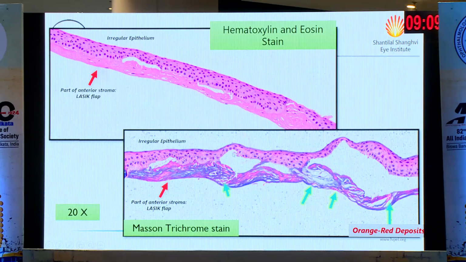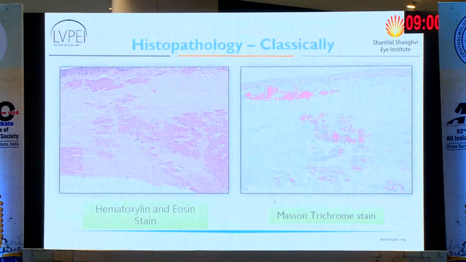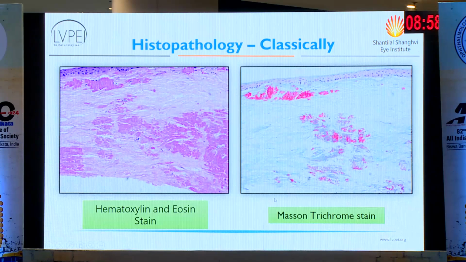It wasn't truly there in the patient. And you can see these deposits with some even basophilic areas in this. So these orange-red deposits with Masson's trichrome are very classical for granular corneal dystrophy.